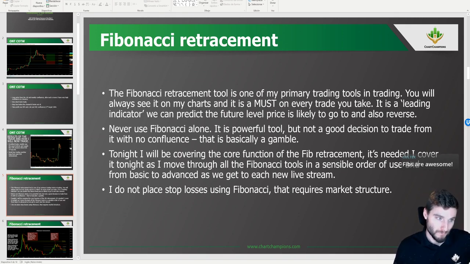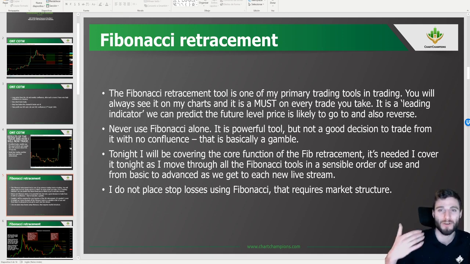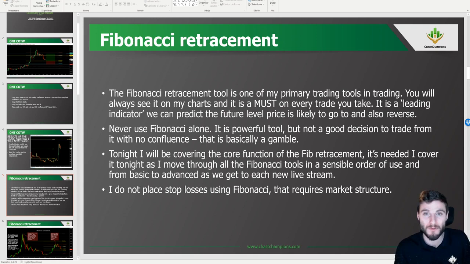Okay, a real big disclaimer when you're using it though: you don't really want to be using it alone. Fibonacci is a powerful tool, but it is not a good decision to trade from it with no confluence. That is basically a gamble. For instance, if you just load up a chart, put a fib on, see the 618 and you buy it, that's not a good decision, because you do want to be using it in confluence with something else. For example, a horizontal, a pitchfork, Elliott waves, just another technical analysis tool in general.